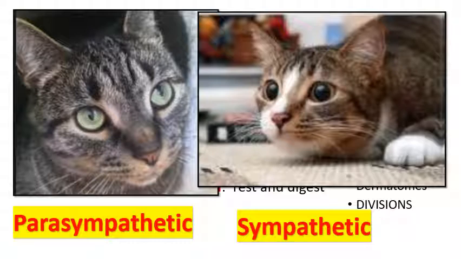Okay, so there are a number of other reactions that are not as visible, not as obvious as the dilation of the pupils, but there are a lot of other functions. There are a lot of other bodily functions going on with the left-hand cat versus the right-hand cat, and those are examples of the parasympathetic versus the sympathetic divisions of the autonomic nervous system.